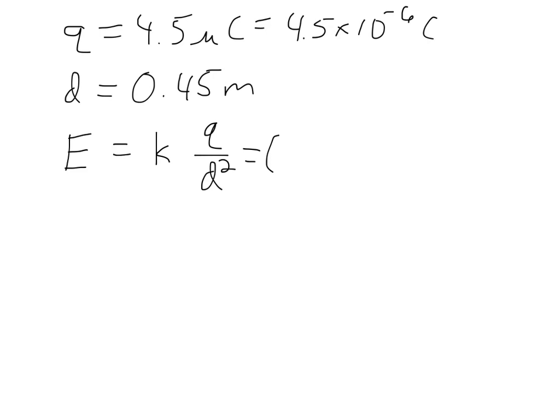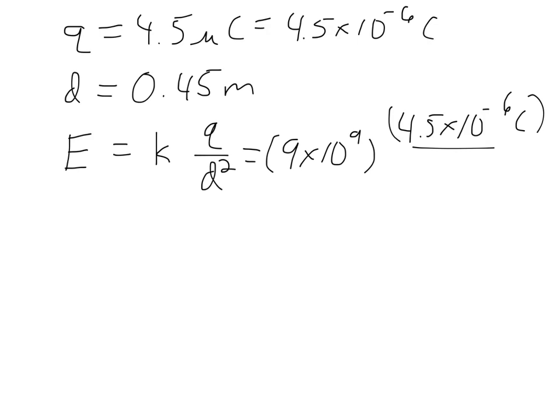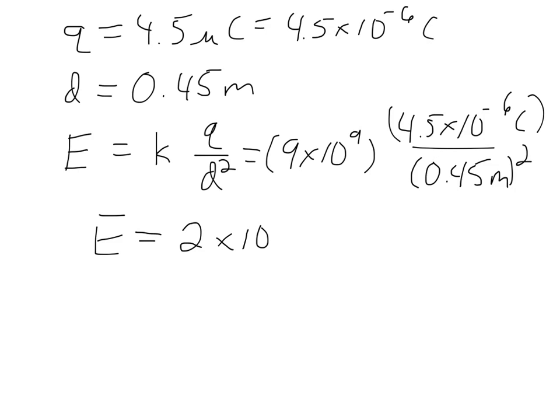So K is still 9 times 10 to the 9th. Q is going to be 4.5 times 10 to the negative 6 coulombs, and the distance is 0.45 meters quantity squared. When we do that math, we are going to get 2 times 10 to the 5th newtons per coulomb.